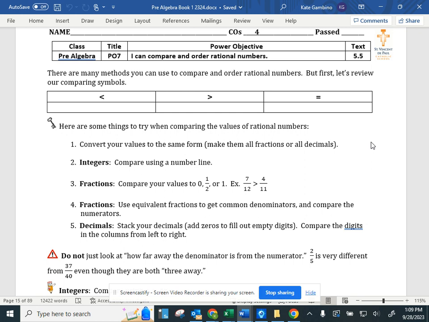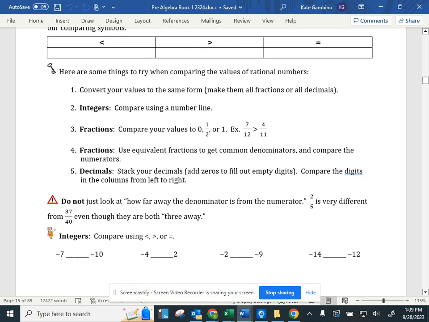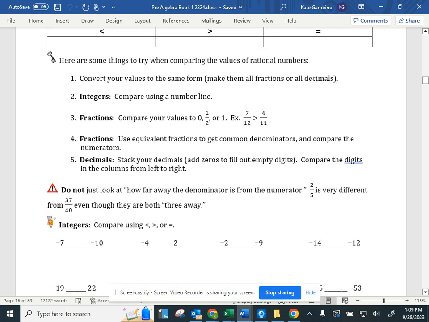Rational numbers can be positive or negative. They can be fractions. They can be decimals that end or repeat. So we are going to be putting them in order. There are many methods you can use to compare and order rational numbers, but first let's review our comparing symbols. So this first symbol means what?